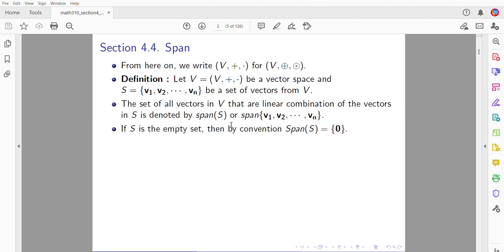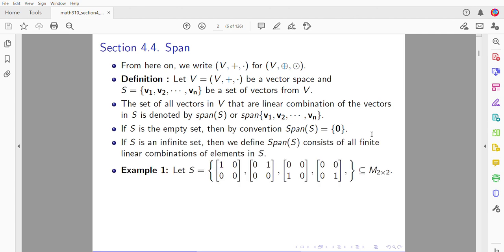If S is the empty set, that is, your set S can be a priori empty, then by convention, convention meaning agreed upon, if S is the empty set, then we say span of S is equal to the set of the zero vector, just one vector.